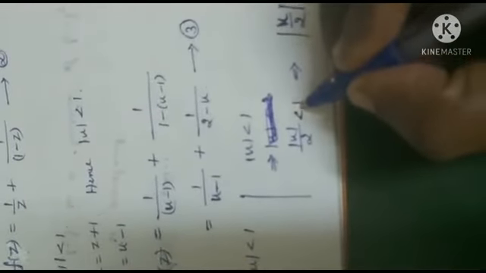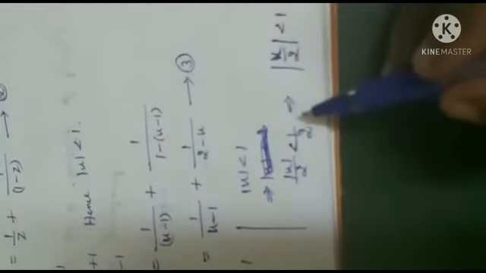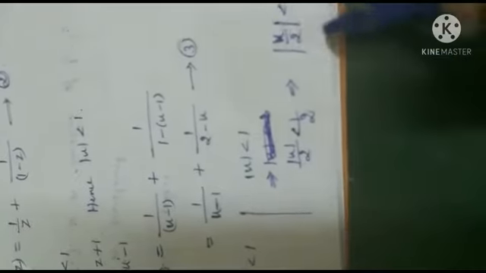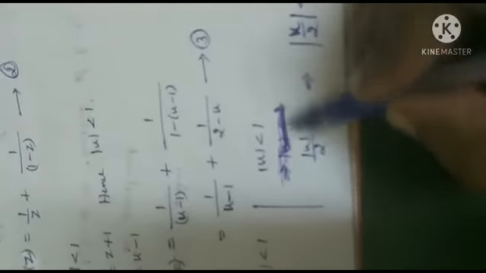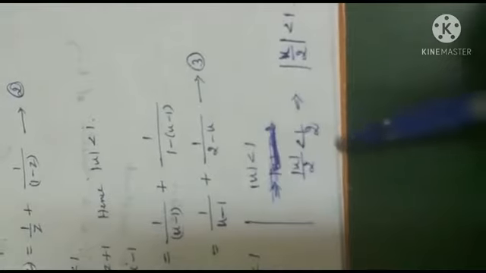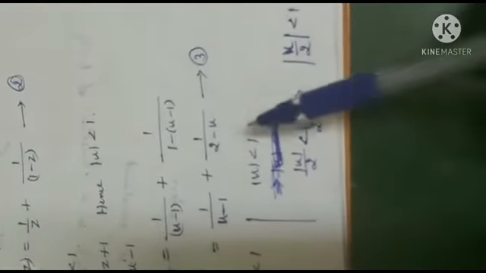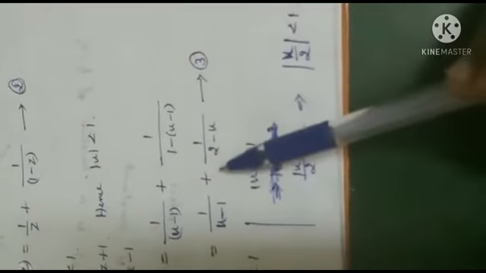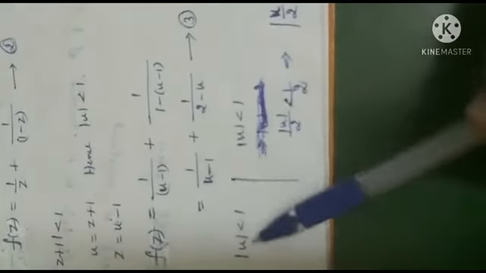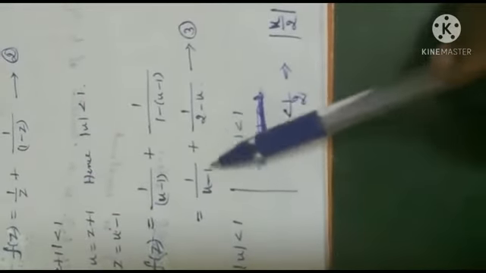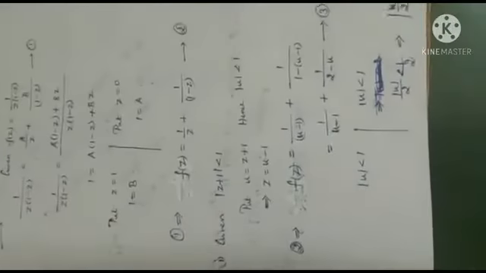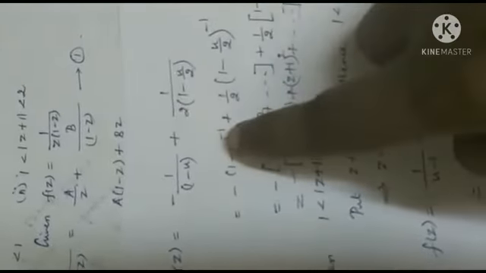Divide both sides by 2. Modulus of u by 2 is less than 1. So here it is u by 2. To get u by 2, take 2 outside. Here it is u, have u this side, so that you can use binomial expansion. You can see, take 2 outside. It is ready to expand by binomial expansion, both.